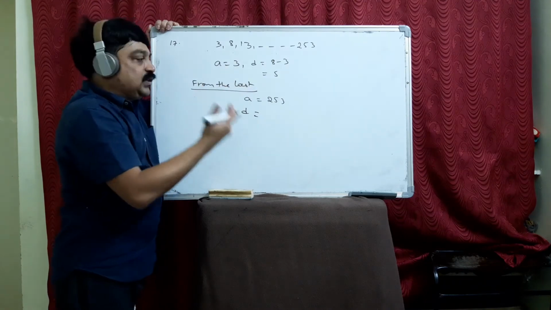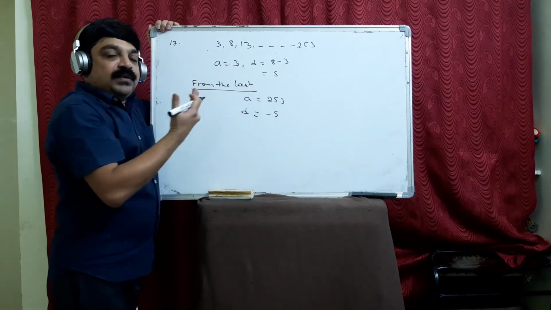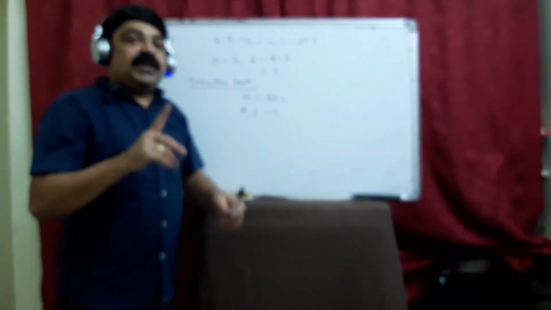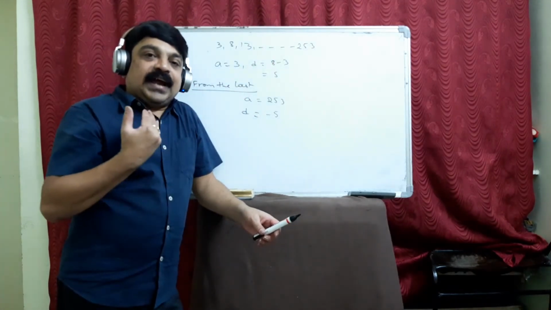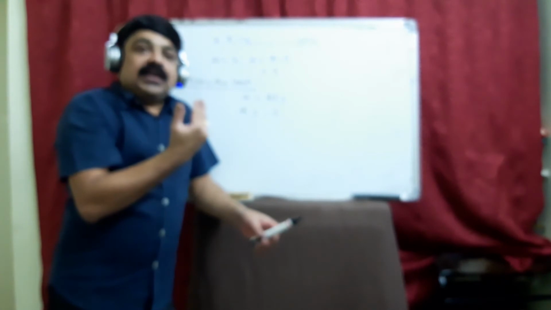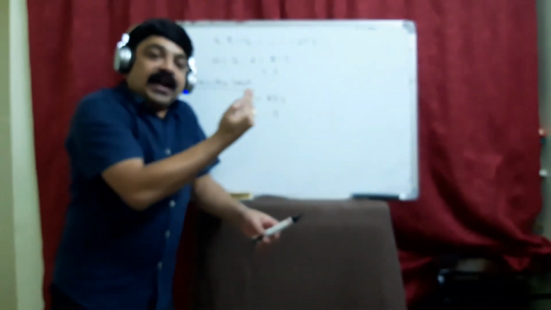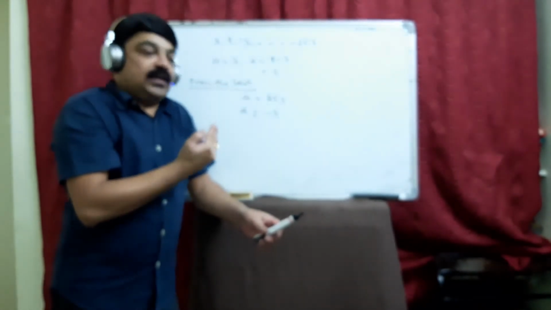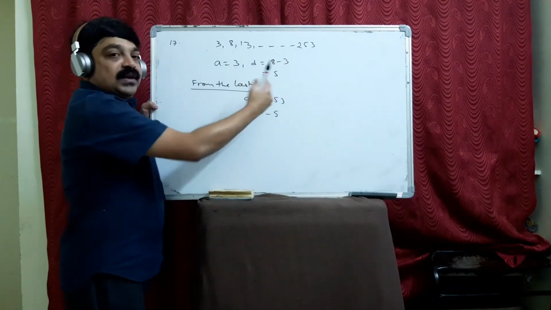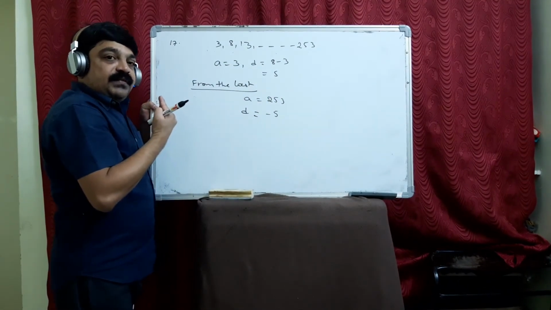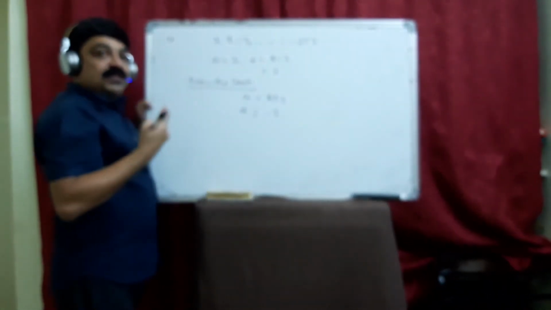When you come from the last, it should be subtracting. So when you subtract from here, it should be adding from there. See very carefully. The common difference will change the sign when you come from right to left. If it is adding from left to right, it should be subtracting from right to left. If you are subtracting from left to right, you should be adding from right to left. That is why the D value changes. The actual D for the regular series is plus 5. So from the last the D value will be minus 5.